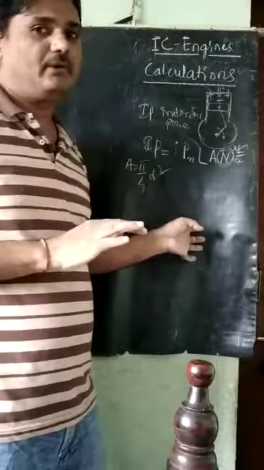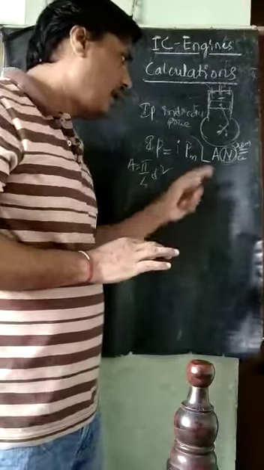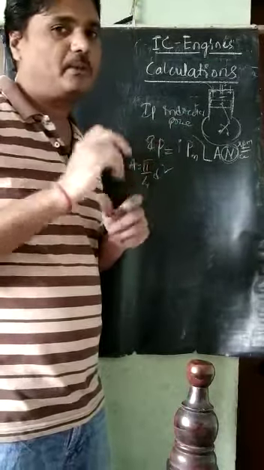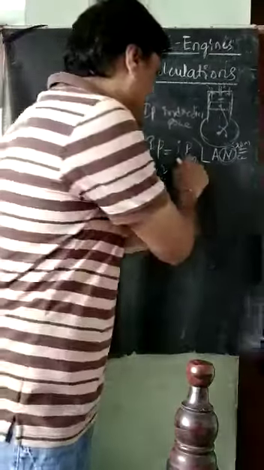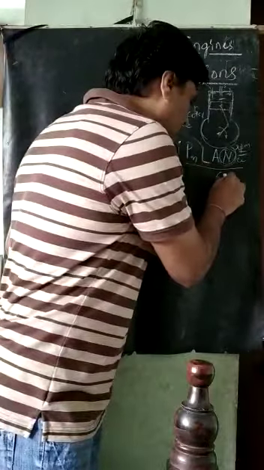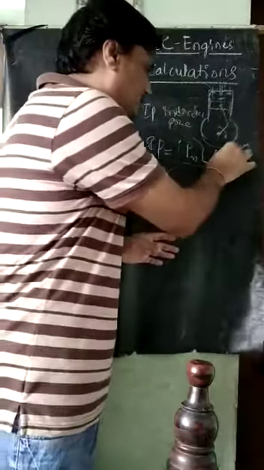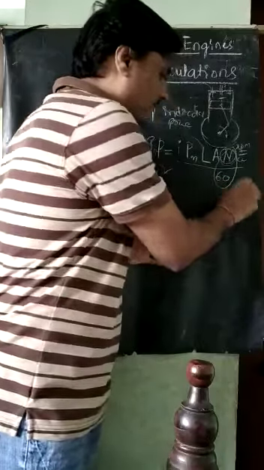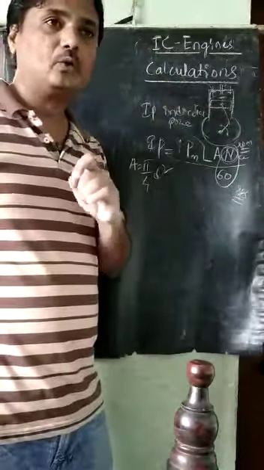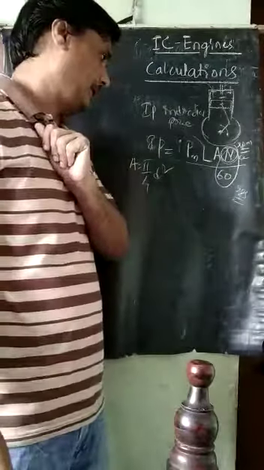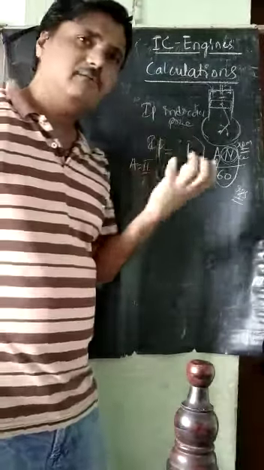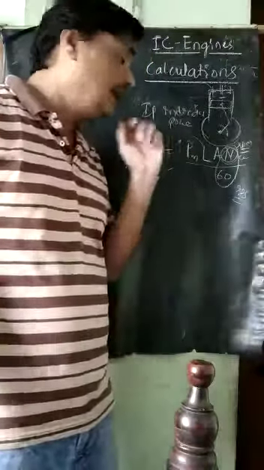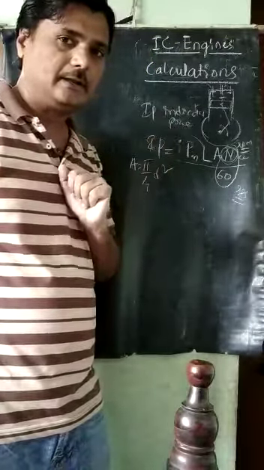Revolution per second we need. So how do we convert this revolution per minute to revolution per second? Divide by 60. If I take this divided by 60, it is converted into RPS, which means revolution per second. So now this is the formula for the calculation of the indicated power in the cylinder.